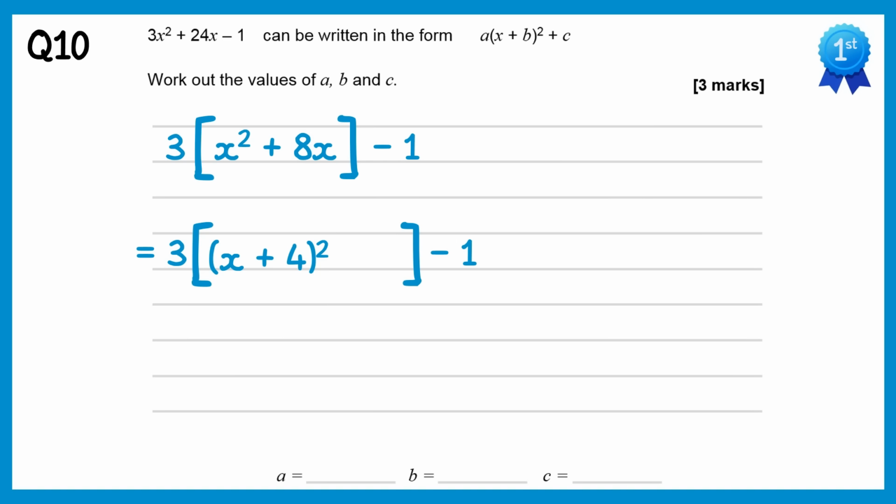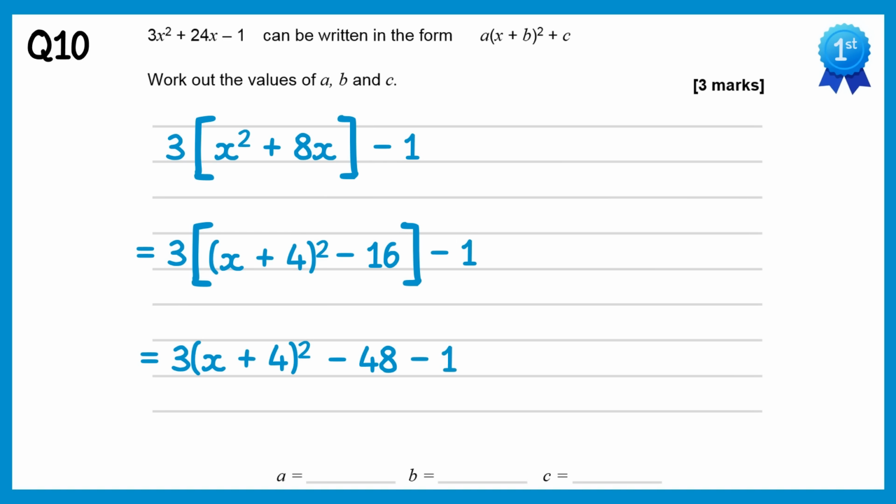When you square 4 you get 16, so we'll take that away, and we can now expand this large bracket. We'll do 3 times x plus 4 all squared, which gets you 3 lots of x plus 4 all squared, and then 3 times negative 16, which is negative 48. And don't forget this negative 1 at the end.